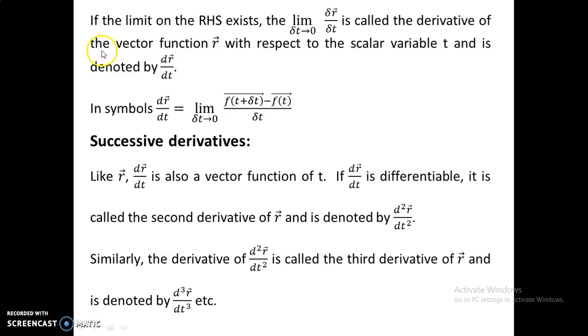Similarly, we can see the second derivative. r and dr by dt are both vector functions of a scalar variable t. If dr by dt is differentiable, it is called the second derivative of r, and it is denoted by d square r by dt square. And if you differentiate that second derivative, you will get the third derivative, that is d cube r by dt cube, and so on.